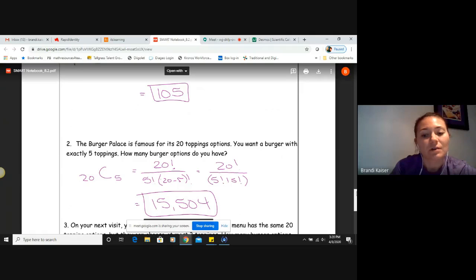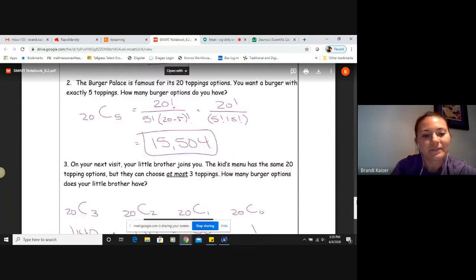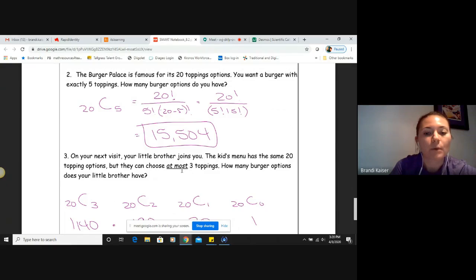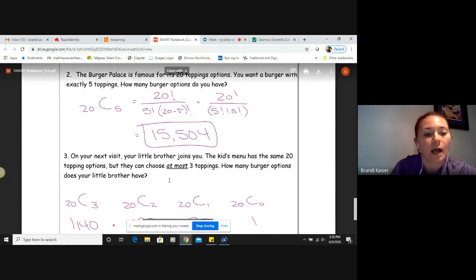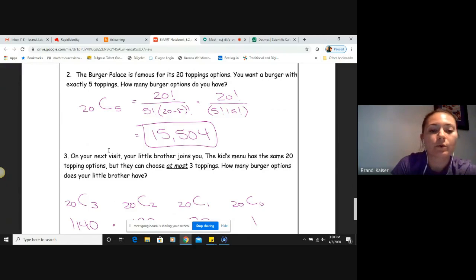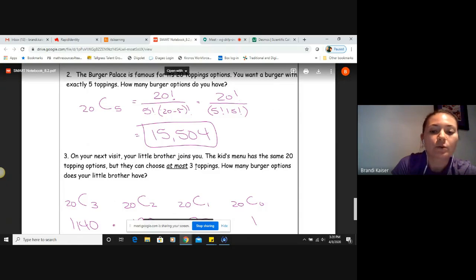Which brings me to our last example. All right. It says, on your next visit, your little brother joins you. So the kids menu has the same 20 topping options, but they can choose at most 3 toppings. How many burger options does your little brother have? Okay, now the wording here is super important. Okay, it says they can choose at most 3 toppings.